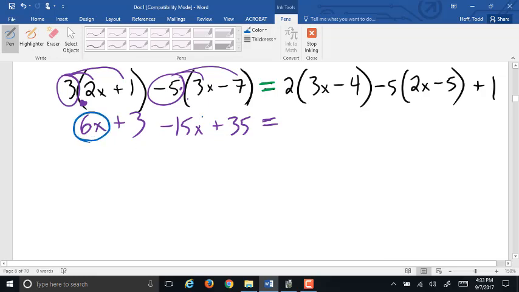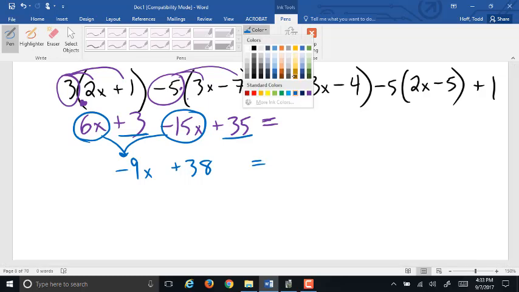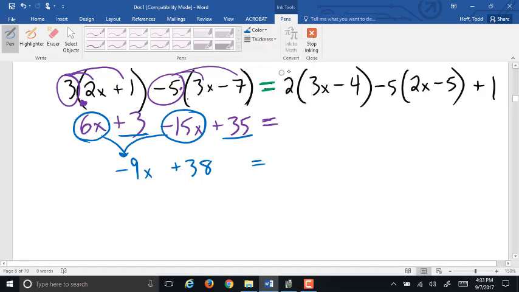We can combine 6x and -15x gives us -9x. Perfect. We have 3 and 35 give us +38. That's all we can combine on the left side. So now we're going to go over to the right side.